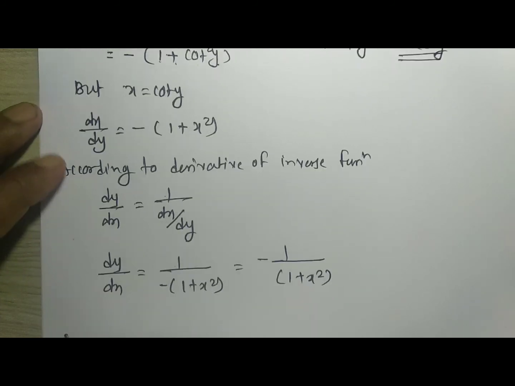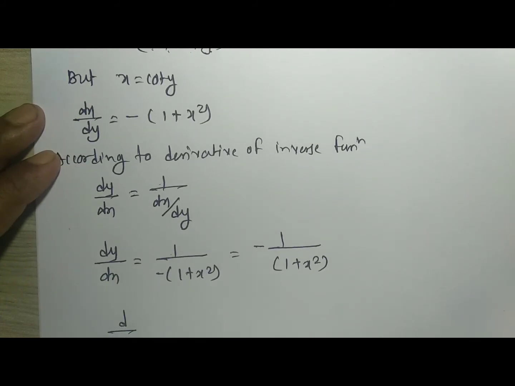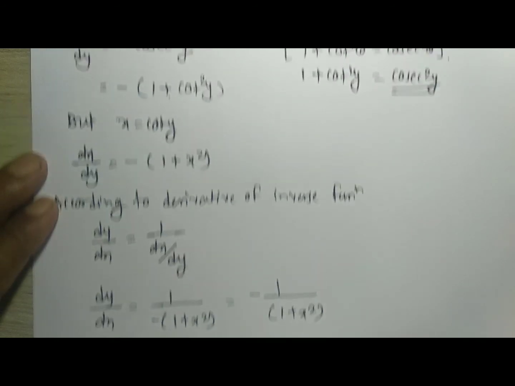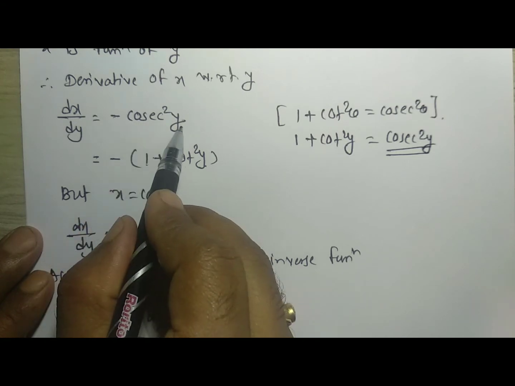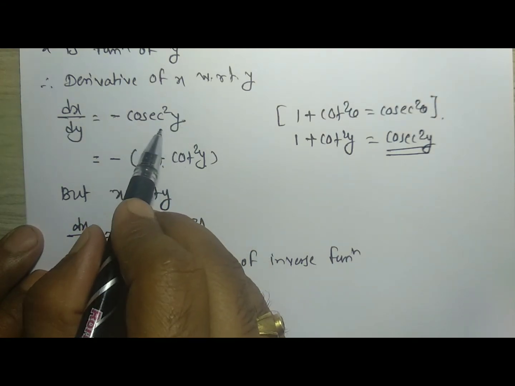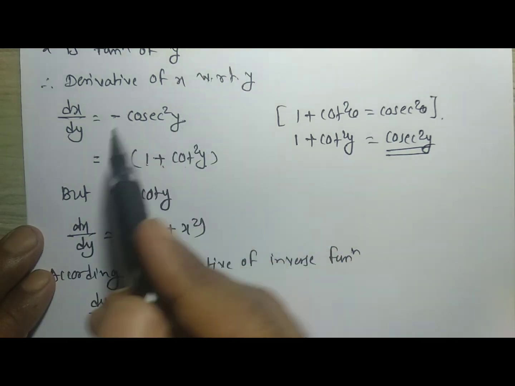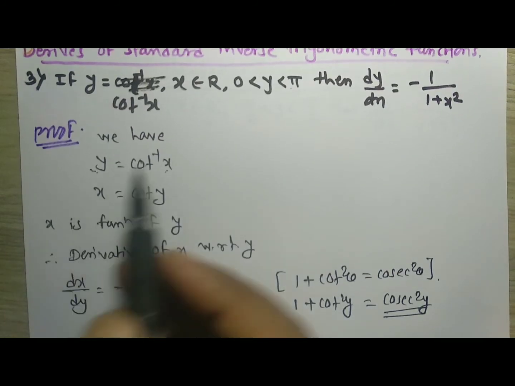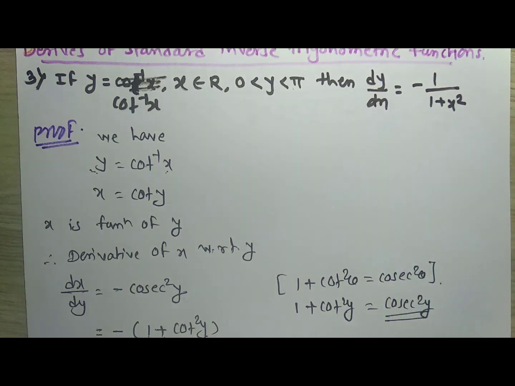And you will get d by dx of y. The value of y is nothing but cot inverse x, and the derivative of cot inverse x is nothing but minus 1 divided by 1 plus x square. Here we remember that whatever the value of cos y is, negative or positive, the square of that value is nothing but a positive, and therefore it is taken as positive everywhere, and you will get the derivative of the standard inverse trigonometric function cot inverse x as minus 1 divided by 1 plus x square.